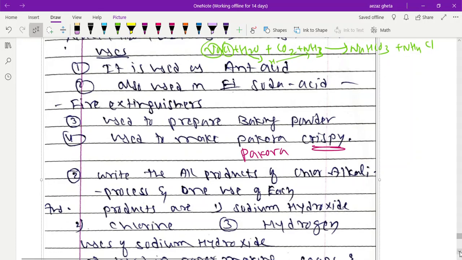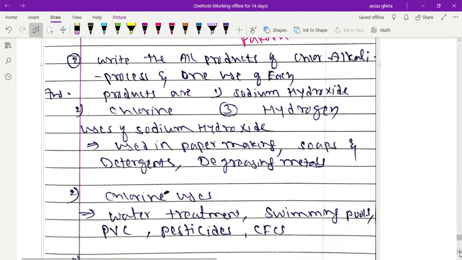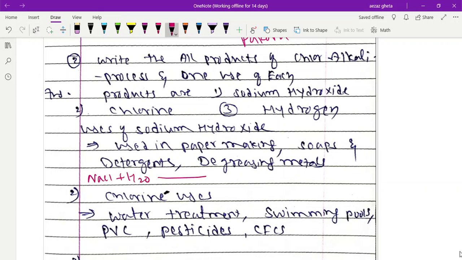Next question is, write all the products of the chlor-alkali process and one use of each. So what are all the products of the chlor-alkali process? Let us write down. See, this is NaCl plus water, called brine, an aqueous solution of sodium chloride. If you pass electric current through this, what happens? Anyone remember? NaOH plus H2 plus Cl2. So the products are sodium hydroxide, hydrogen and chlorine.